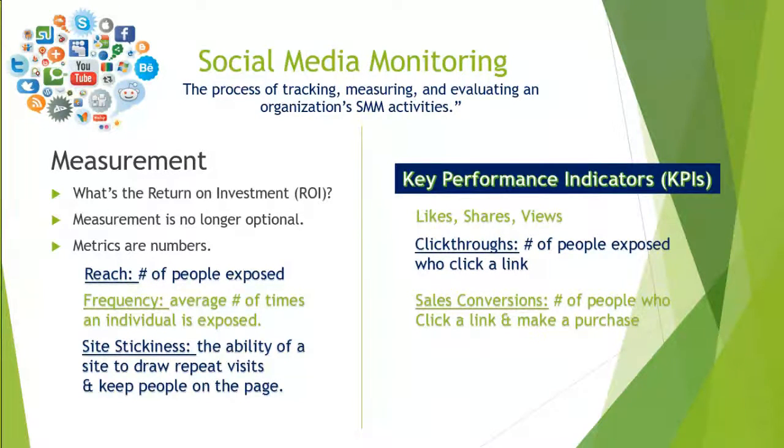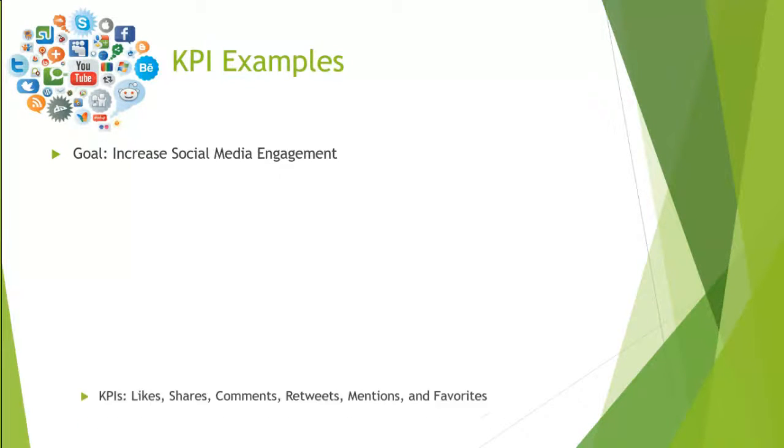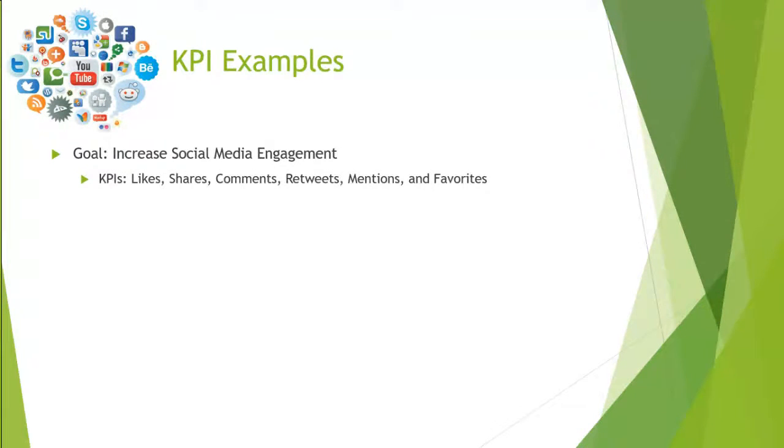So let's take a look at a couple of examples. Let's say your goal is to increase your social media engagement. What KPIs are best for you to use? You're probably going to look at likes, shares, comments, retweets, mentions, and favorites as your KPIs. If you're getting more likes, then you can see that your engagement is increasing. If you're getting more comments this month than you have in previous months, again, you can see that your social media engagement is increasing. So these metrics relate directly to your goal, and that's why we call them KPIs.